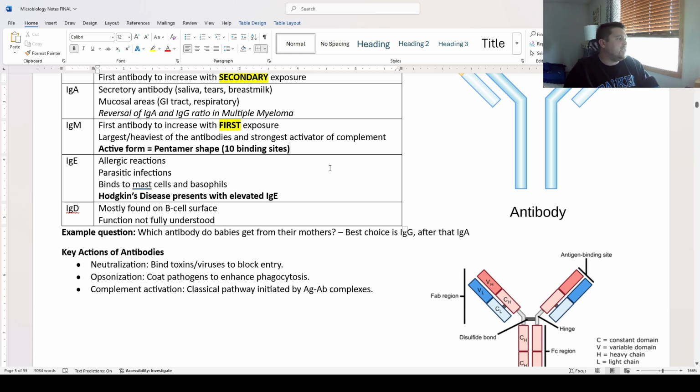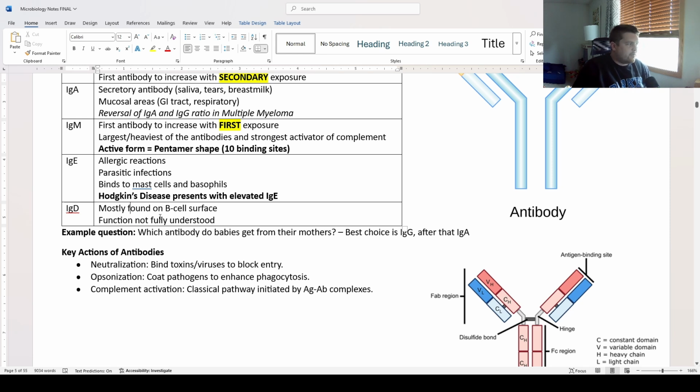IgE. IgE as well, you almost always have at least 1 or 2 questions focusing on IgE. IgE shoots up due to allergic reaction, parasitic infection, or Hodgkin's disease. Those are the 3 specific things you're going to look for. If you have elevated IgE, either they're having an allergy to something, they got bit by some type of bug, most commonly a tick, or they have like a tapeworm or something else inside of their bodies, or they have Hodgkin's lymphoma.